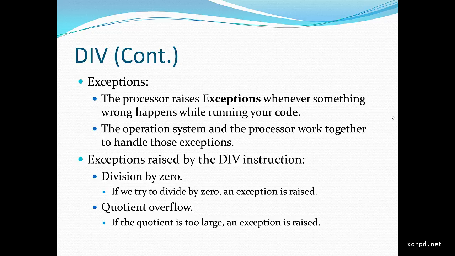Let's speak about some specific exceptions that could be raised by the div instruction. The first one is division by 0, which we just spoke about. If we try to divide by 0, an exception is raised. Another example, quotient overflow. This is less trivial than division by 0, but it's not very complicated. If we try to divide a very large number by a very small number, then the quotient will be too large and it won't have space in the location allocated for it.